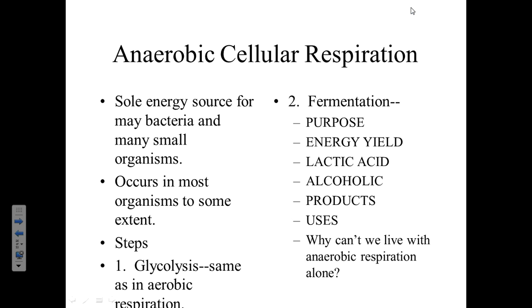Aerobic respiration makes about 38 ATPs per glucose. How many are made during anaerobic respiration? Only 2. So aerobic respiration is like 19 times more efficient. When you can do aerobic respiration, you're going to do aerobic respiration.